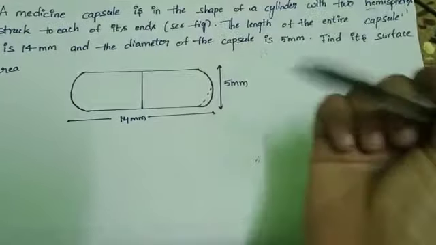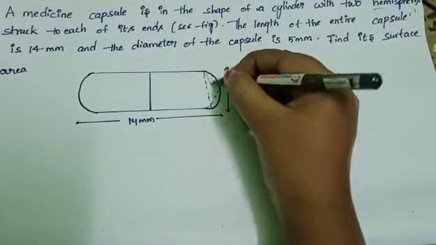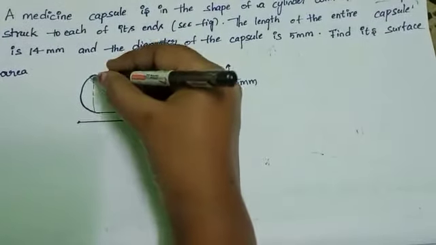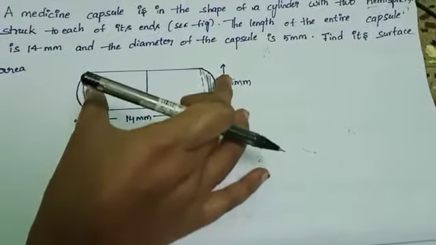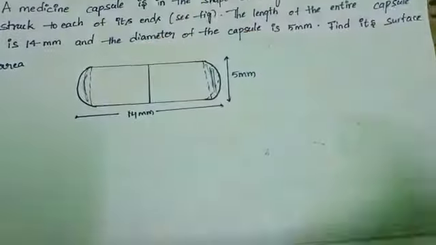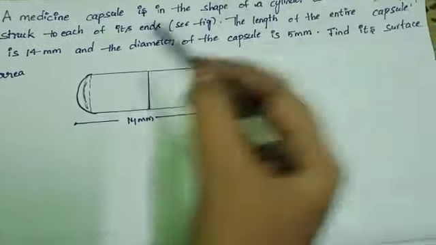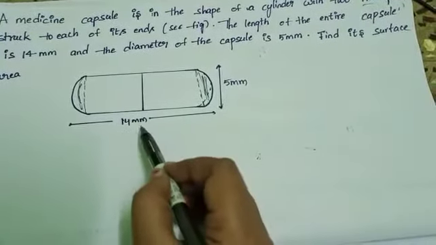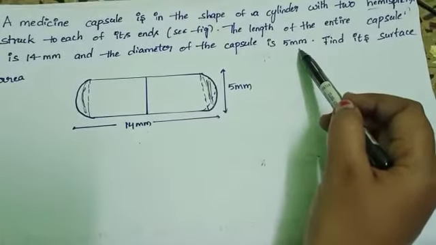Okay, see, here to here, this region is one hemisphere, and here to here is another hemisphere. The capsule ends are two hemispheres and the middle one is a cylinder. The length of the entire capsule is 14 mm and the diameter of the capsule is 5 mm.